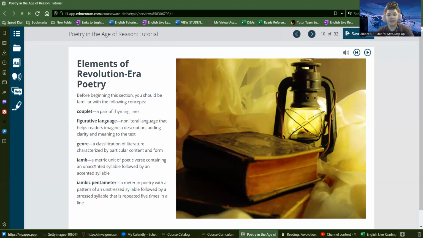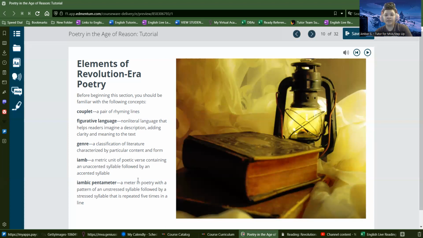It uses these words here, unaccented and accented, but I prefer the ones down here in the iambic pentameter. These two are related: unstressed and stressed syllable. In any other place in Edmentum, basically this is what you see. Unstressed syllable and stressed syllable. So the long story short is, when you break down words, they have syllables. That is the number of sounds that are in a word.